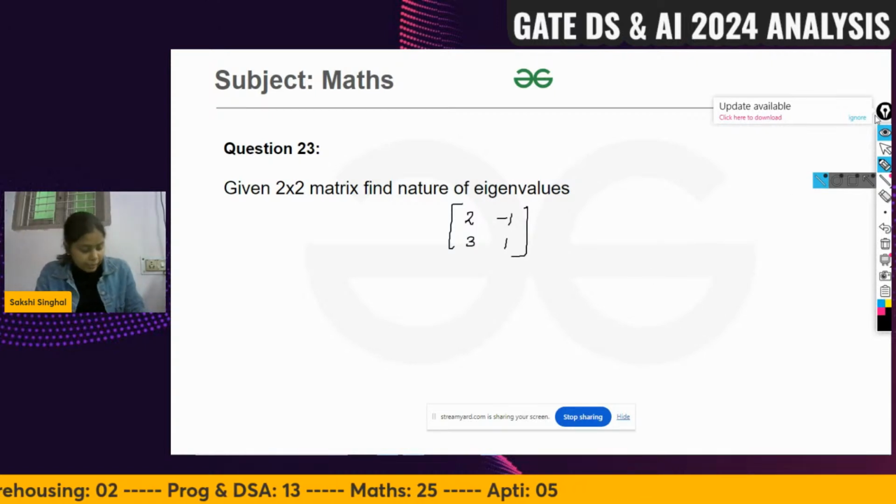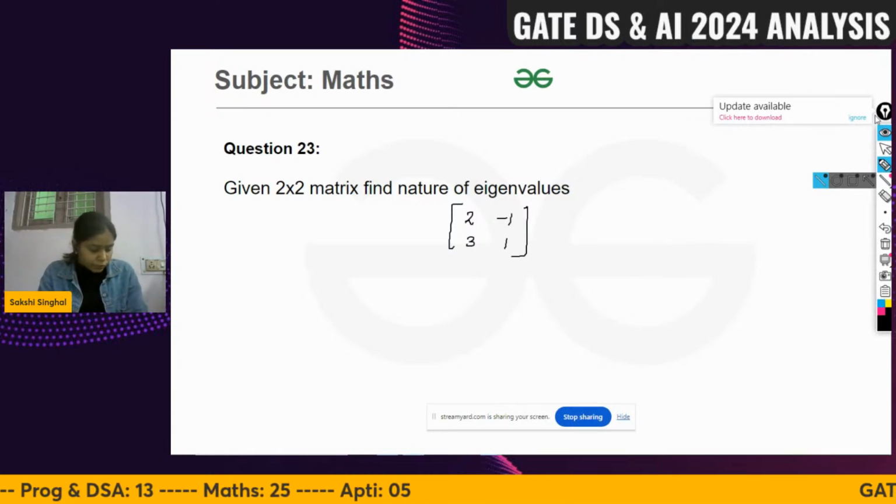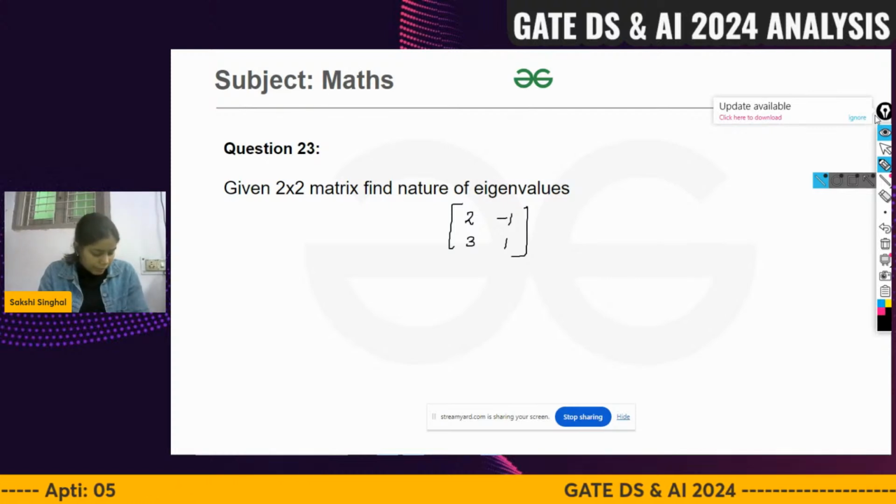Yeah, this was a matrix for eigenvalues, right? You have to check what the eigenvalues would be.